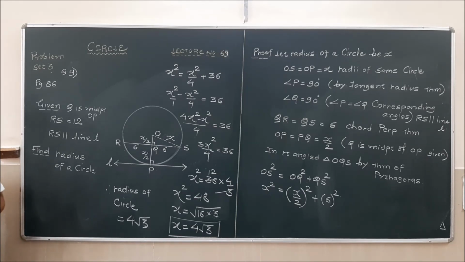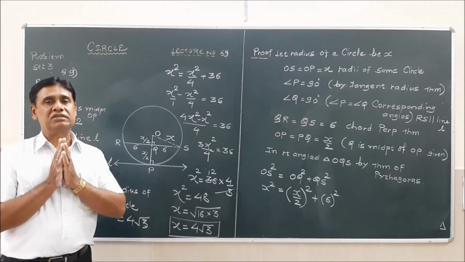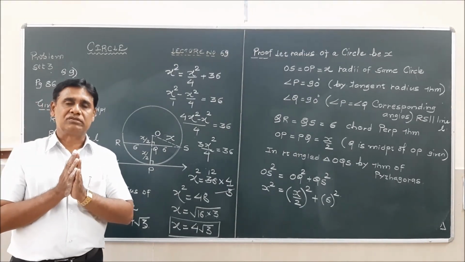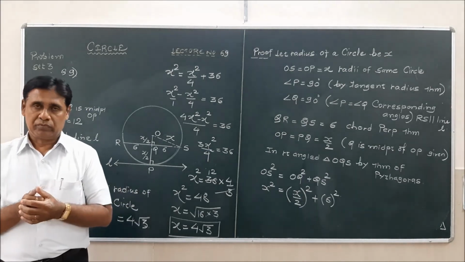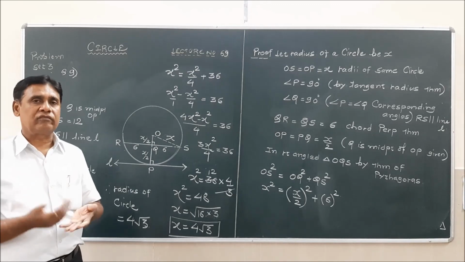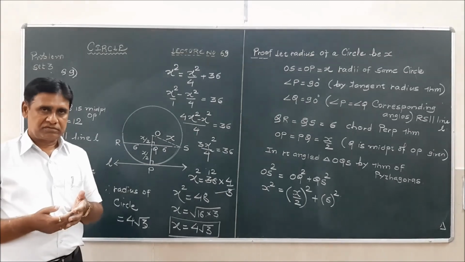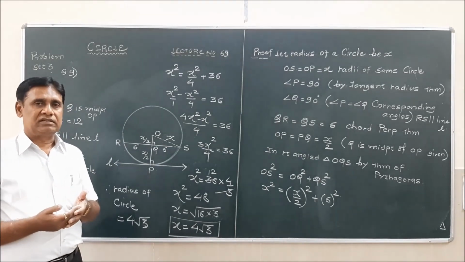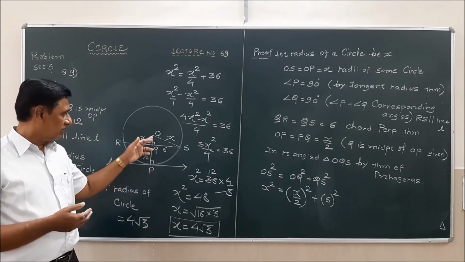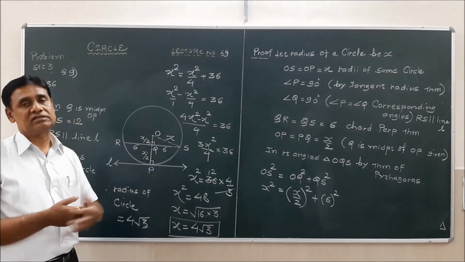So I am going to conclude lecture number 69 over here. Thanks a lot, dear students, for listening to my lecture, and I am also thankful to you for watching this video. So in this sum, we use the theorem that a perpendicular drawn from center to the chord bisects the chord, as well as corresponding angles are computed. Secondly, we also studied in this theorem that a tangent is always perpendicular to the radius at its outer end.